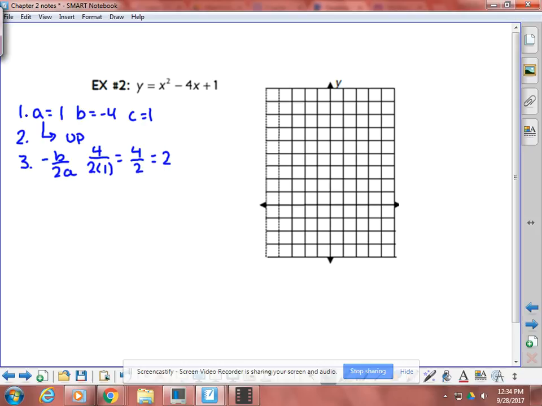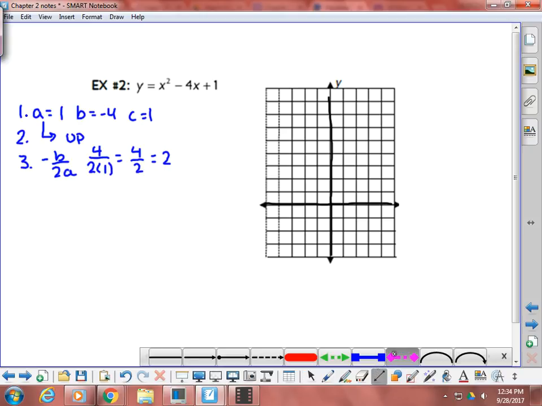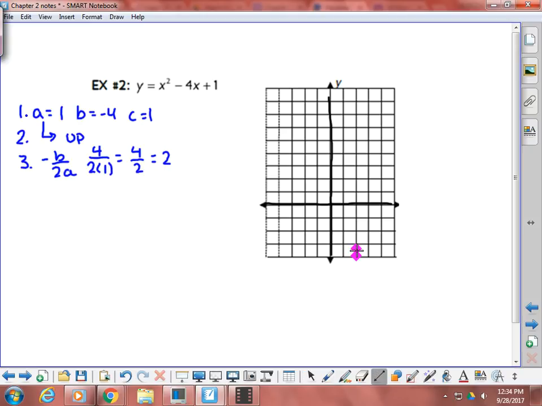Okay, so that tells us two different things. It tells us our axis of symmetry is at 2, and it's the x-coordinate of the vertex. So I can go ahead and graph 2 right there. That's my dotted line that everything's going to be symmetrical to.